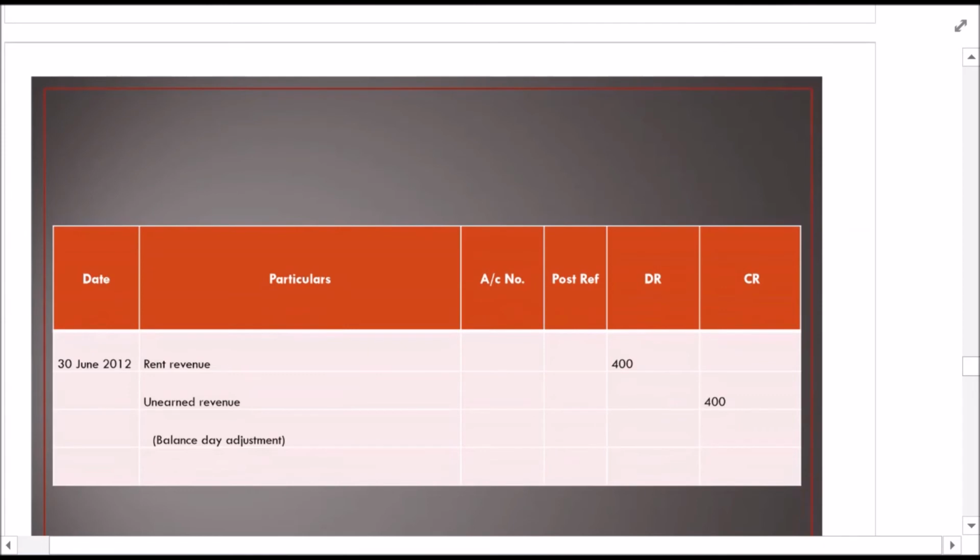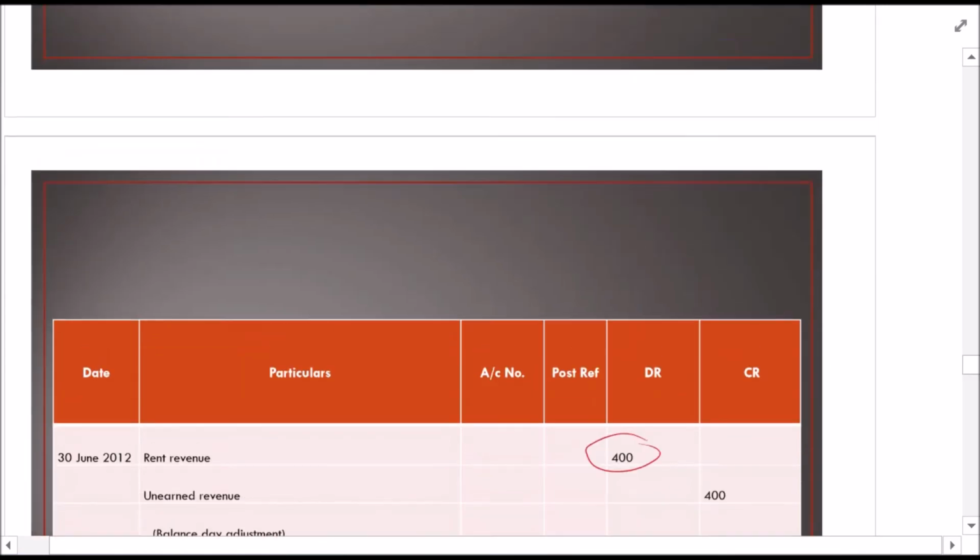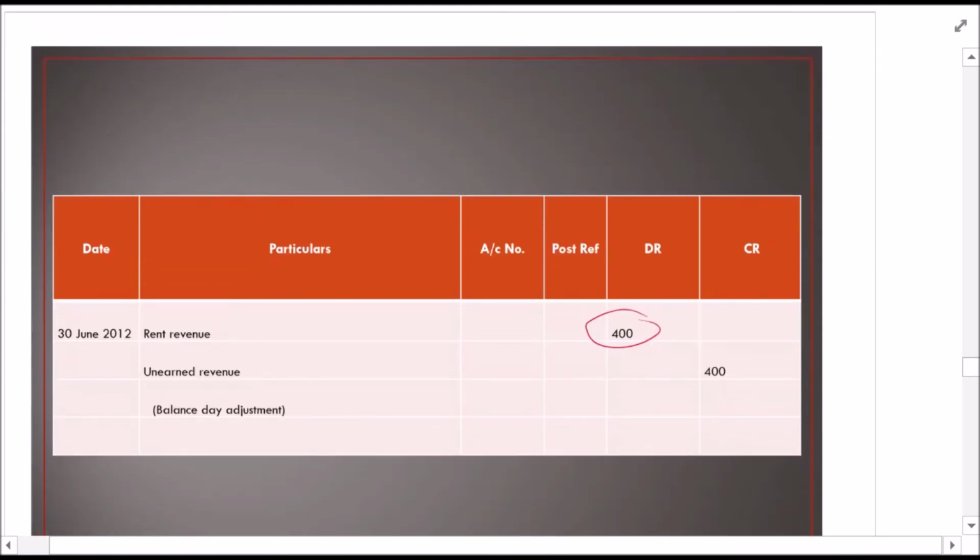So we've got rent revenue. What we need to do, as I said, is debit the account in order to take it out. Then we need to use this liability account to hold it for a while, until the next financial year where we can deal with it.